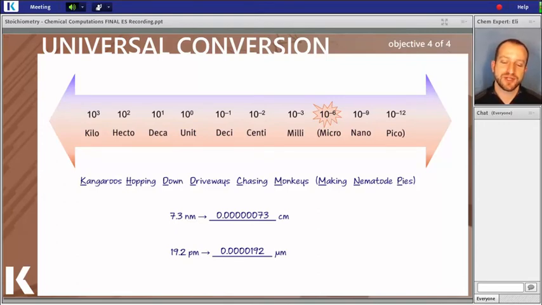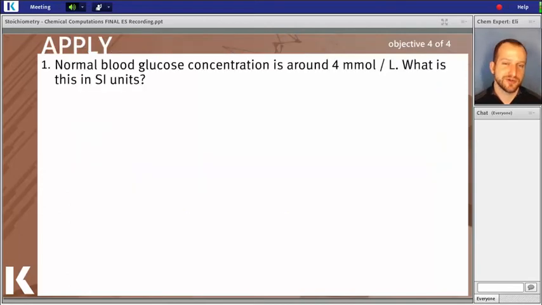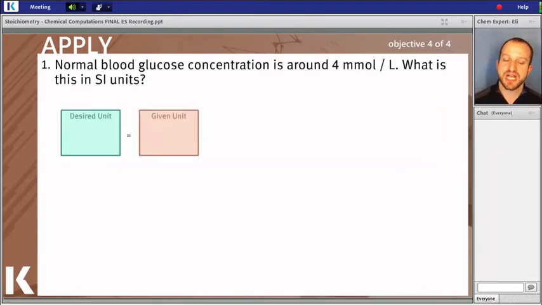Well, I kind of want to do a couple more. Let's run through this one like we've done so far, step by step. First, set up our desired unit and our given unit. So looking at the problem, we want to know what this is in SI units, and it's some amount of stuff per some volume. Well, my SI unit of stuff is moles, and my SI unit of volume is meters cubed. So that's what I want to end with, but they've given it to me in millimoles per liter.